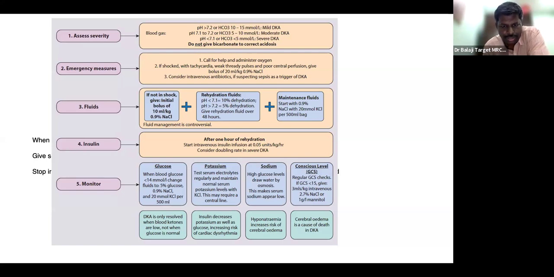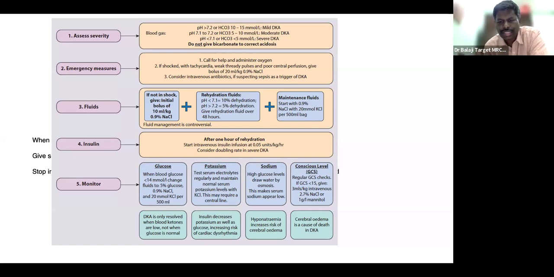Then you add the sugar as the blood sugar starts coming down. So you give 5% dextrose when it becomes less than 14 millimoles per liter, which is almost 250, somewhere around 250. You are supposed to add 5% dextrose. Then you're going to monitor the potassium, most important. Then sodium. And depending upon the conscious level, this is another scenario they will often ask you.